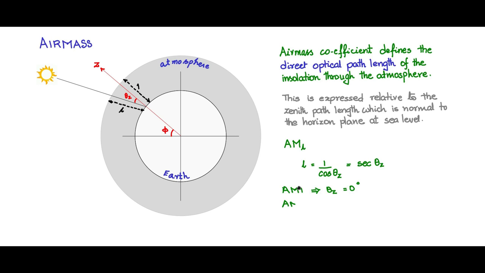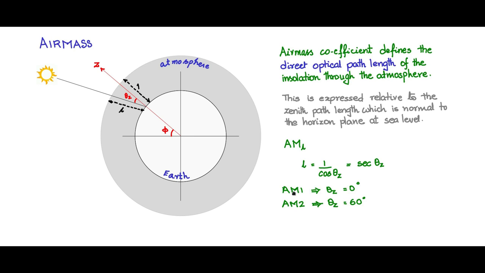Now AM2 occurs when theta z is 60 degrees. So when theta z is 60 degrees, cos theta z is 0.5, L is 2, and that is why you call it AM2. So the moment you see this air mass coefficient symbol like this, you know that the zenith angle is 60 degrees.